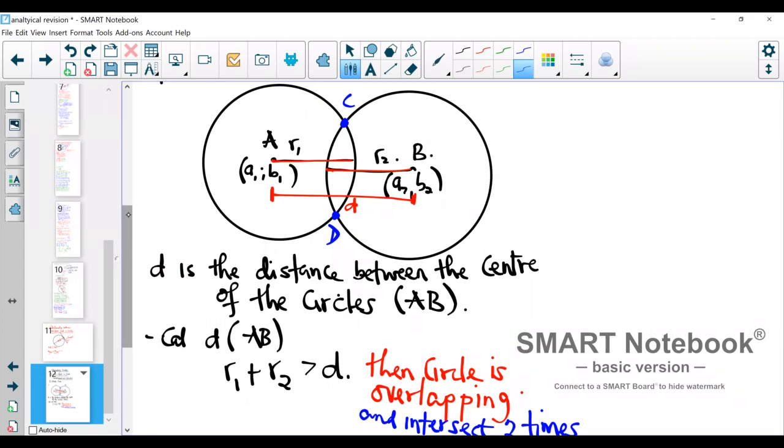Lovely. So that's the first case, intersecting and overlapping. So what you do is you calculate the distance AB. How do you get the distance AB? Using the distance formula, because we have our coordinates. Compare that to R1 plus R2. Remember, you already know how to get the radius of the circles. R1 plus R2 greater than D means that the circles are overlapping.